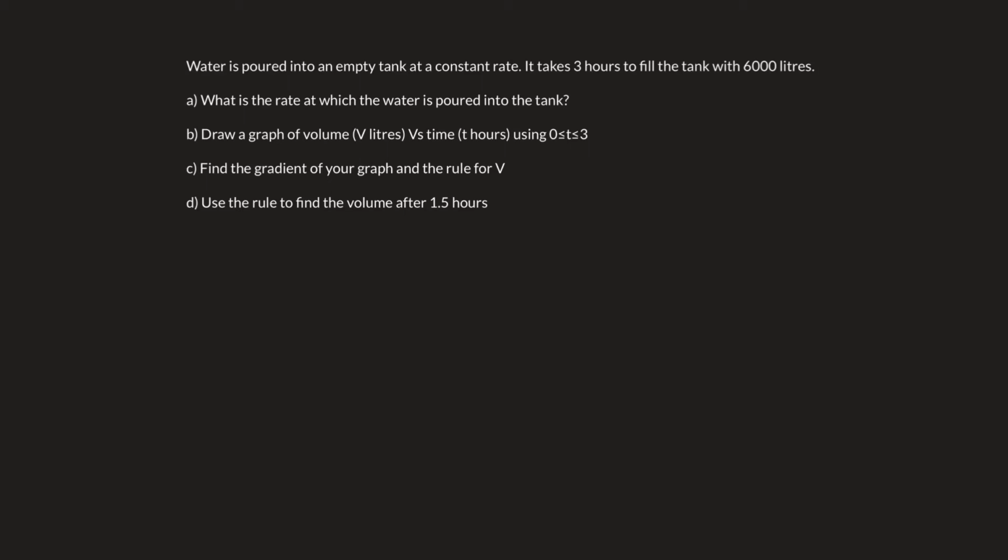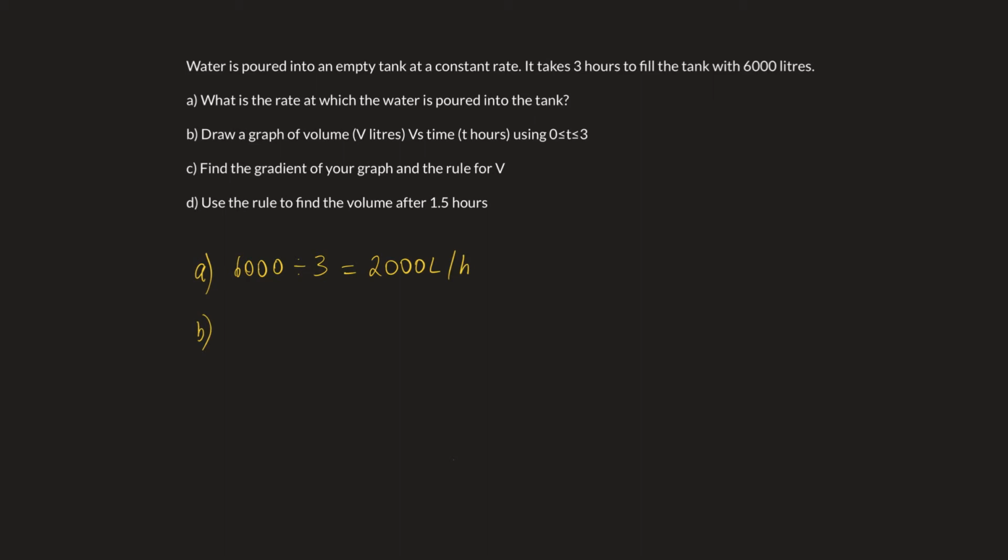So with our example here, water is poured into an empty tank at a constant rate. It takes 3 hours to fill the tank with 6,000 litres. So for part A, what is the rate at which the water is poured into the tank? So when we're talking about the rate there, if we go 6,000 divided by 3, it's going to be 2,000 litres per hour.